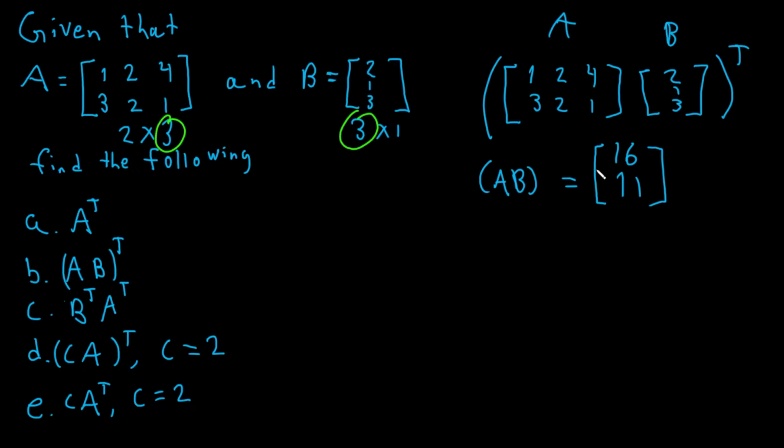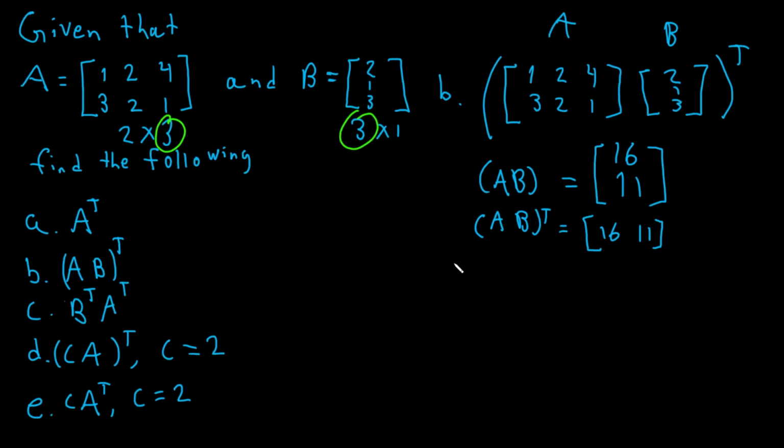Now, to find the transpose of this matrix, all we have to do is switch the rows by columns. So AB transpose should equal 16, 11. Since we only have one column and two rows, the final matrix will have two columns and one row. This is the first entry in the row, and this will become the second entry in the row. We just flip the rows by columns. So this is AB transpose, and this should be the answer to part B.